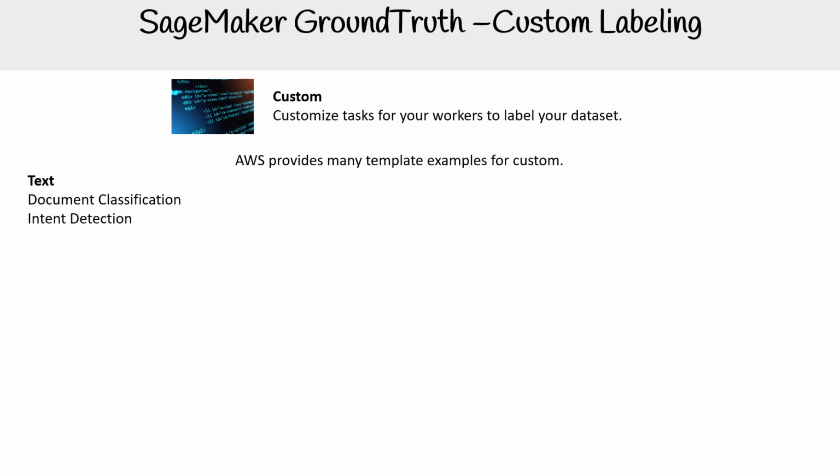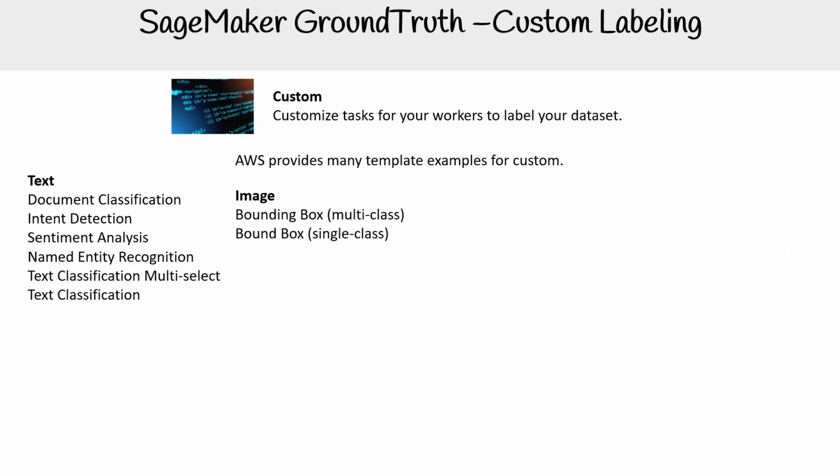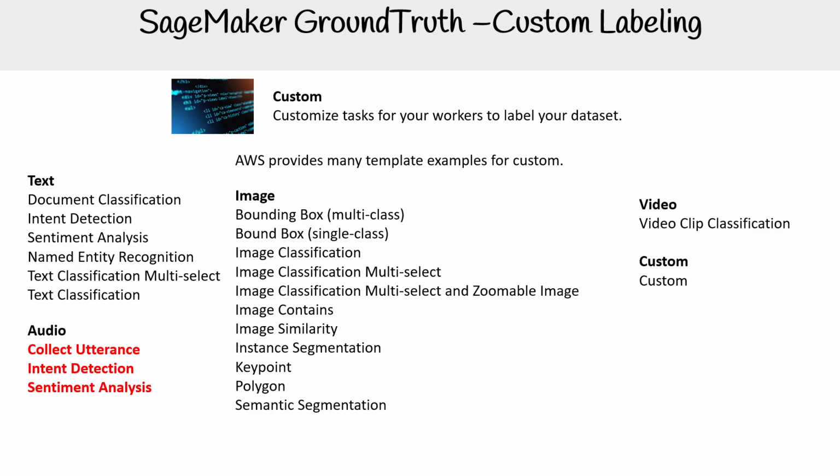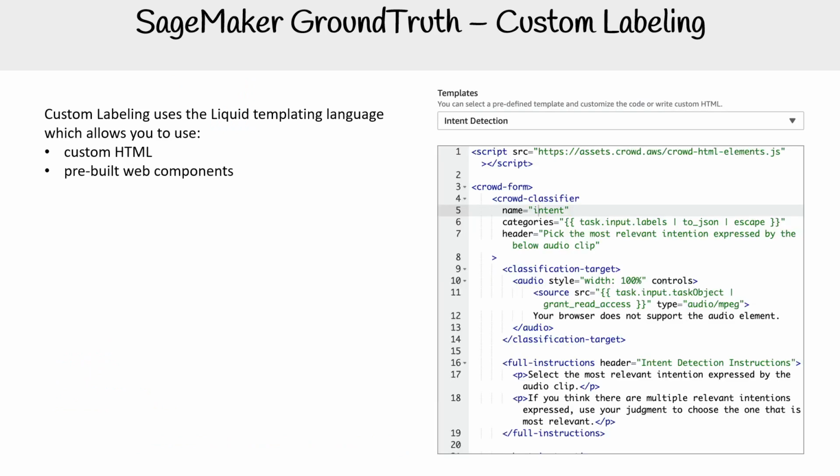You can also do custom labeling for your data set. AWS provides many template examples for custom. So we have text, we have stuff for images, we have stuff for video and audio. So a lot of stuff. And these ones are really interesting to see. When you have custom labeling, you're using the Liquid templating format. So that's how you're building it.